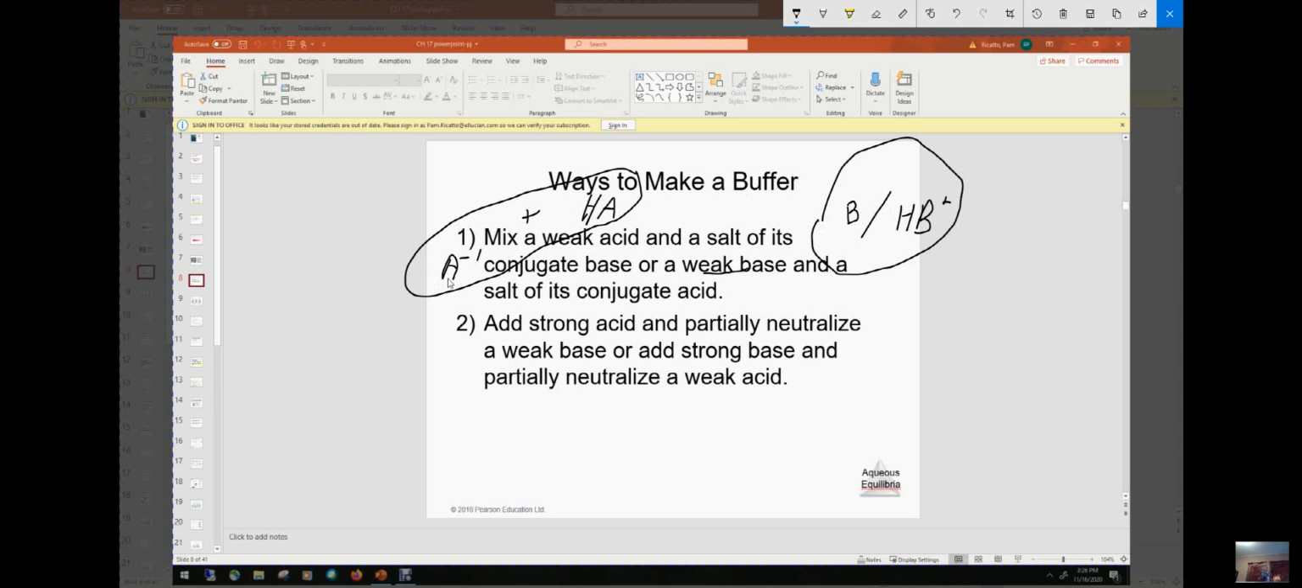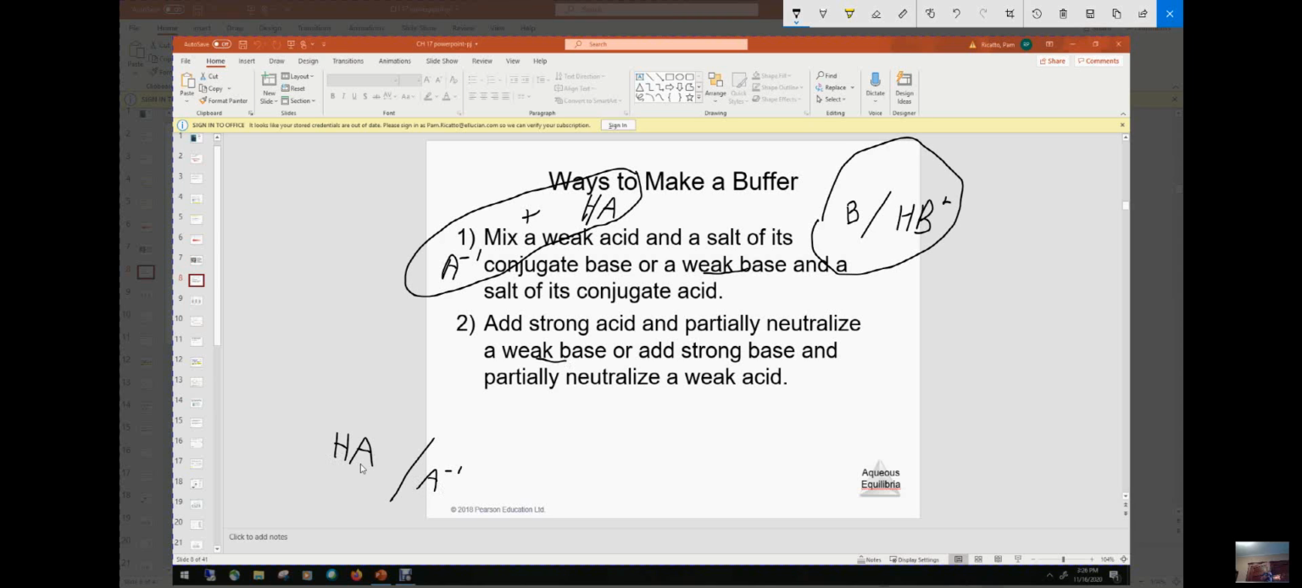The second way to make it is don't just go get bottles of both of these and pour them in and add water, but take the acid. That's got to be a weak acid, it can't be a strong acid. Take the weak acid, HA, and then add some strong base to it, like sodium hydroxide, to neutralize it and make A minus on the spot. If I add sodium hydroxide to a solution of HA, the sodium hydroxide is going to react, totally rip off all of those H pluses to make water, and leave behind A minus.